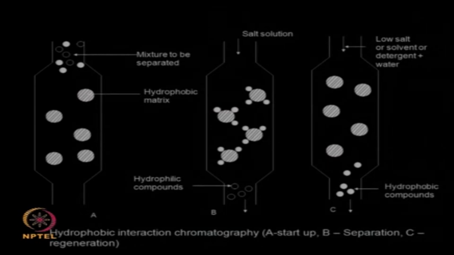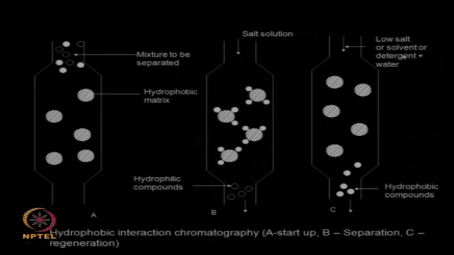This is called hydrophobic interaction chromatography. We have a matrix which has hydrophobic groups present. You may have a mixture of proteins, hydrophobic and hydrophilic. What happens? Hydrophobic proteins get attached to hydrophobic matrices, whereas hydrophilic proteins or compounds leave fast. From a mixture of hydrophobic and hydrophilic, the hydrophilic components come out fast, and the hydrophobic proteins or components are retained.